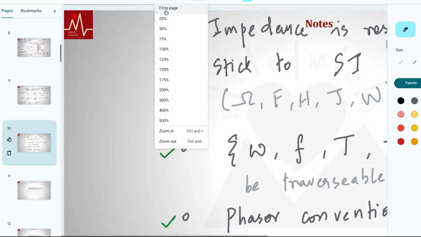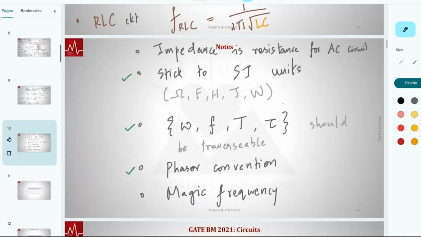Okay. So most of the questions in electrical circuits you can answer with this. Impedance is resistance for AC circuits. Stick to SI units, so there is no headache of units. You should be able to convert a given f, find omega; given omega, find T; given tau, find omega. Make those simple calculations. And typically traps are set in the units of that. Omega is in radians per second, the other one is hertz.